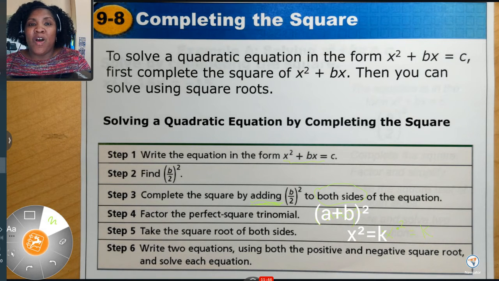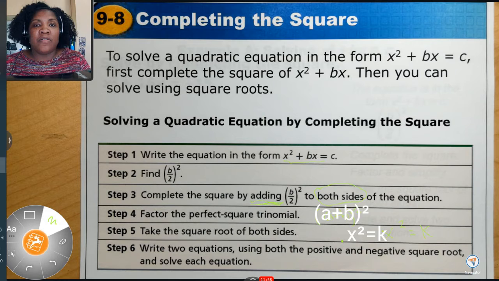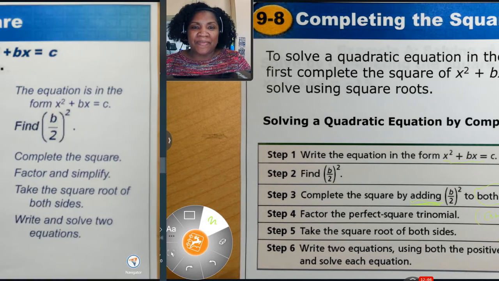We're going to solve now using square roots. Our last step says that after you solve with square roots, by taking the square root of both sides, you're going to end up with 2 equations. And you just have to solve both of those equations, and you are all set. So this makes a lot more sense once you see it in practice. So let's get to some examples.